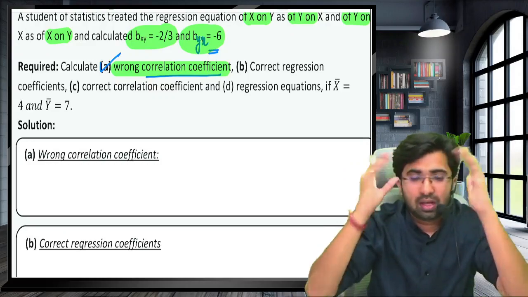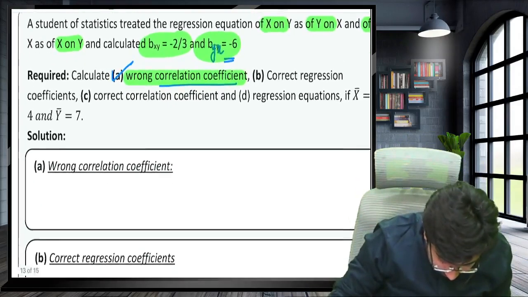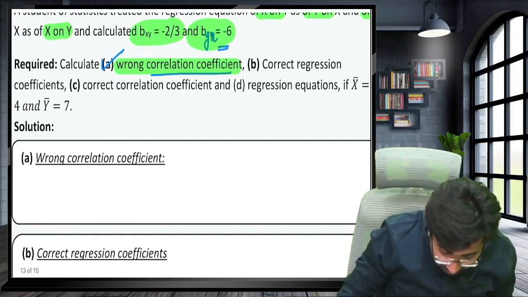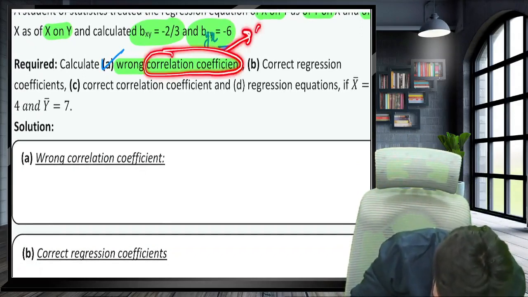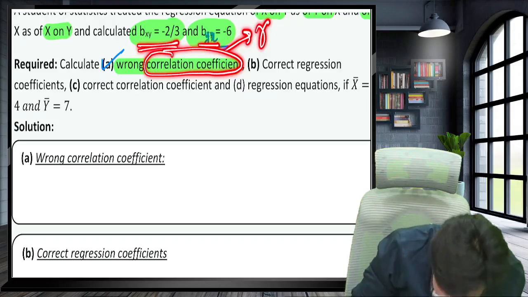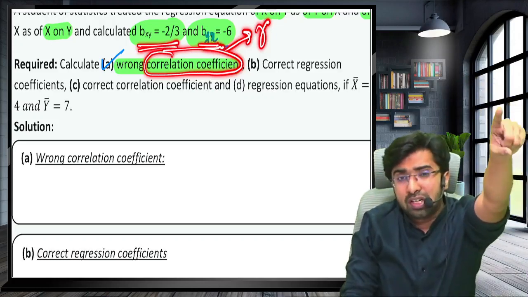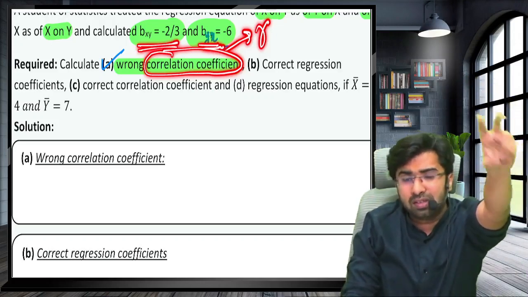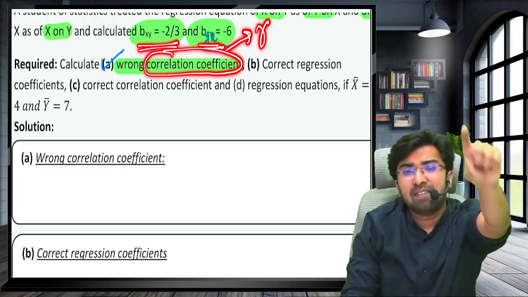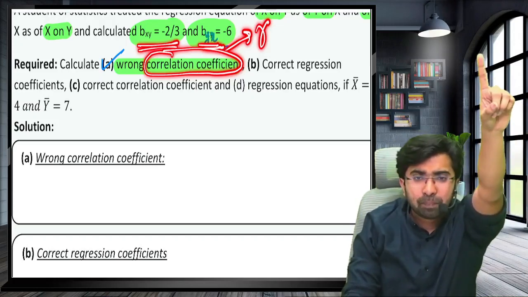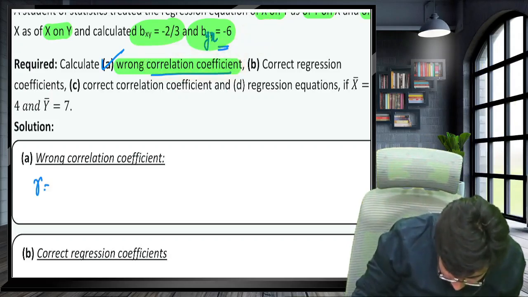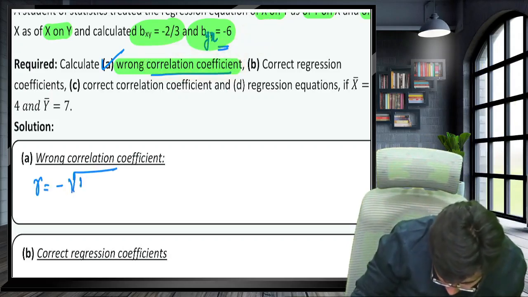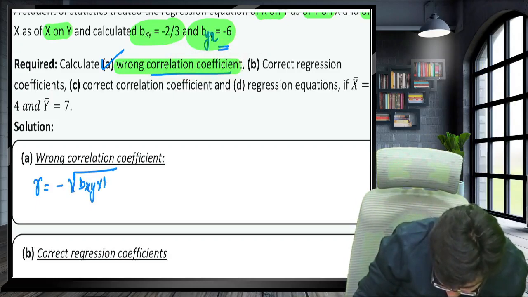See, guys, I am asking correlation. Correlation coefficient, I am asking R. I have given you b. What is the relationship formula between both these things? There are two formulas. Since you have b, I will suggest you apply the first formula. Guys, both are negative. What formula should I apply? R is equal to minus under root of bx on y into by on x.